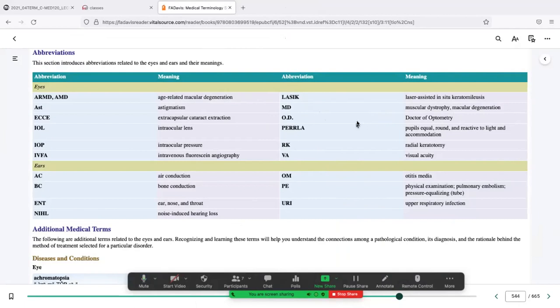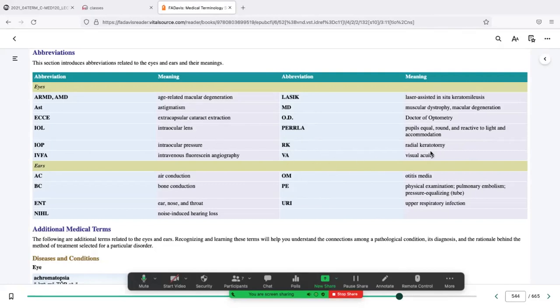DO or OD. DO is different than OD. OD is the doctorate of optometry. And remember, DO is doctorate of osteopathy. Two different things. PERRLA, I mentioned, pupils equal, round, and reactive to light and accommodation. That's when I flash that flashlight in your eyes in the dark room, and both of your eyes together, the pupils contract. They contract at the same speed and the same size.